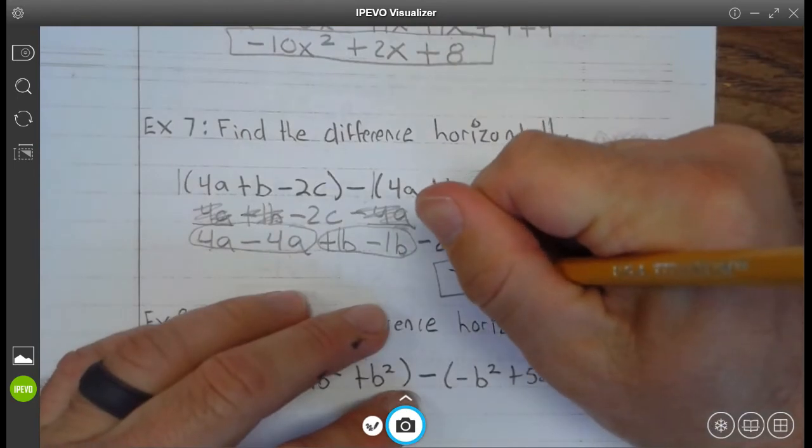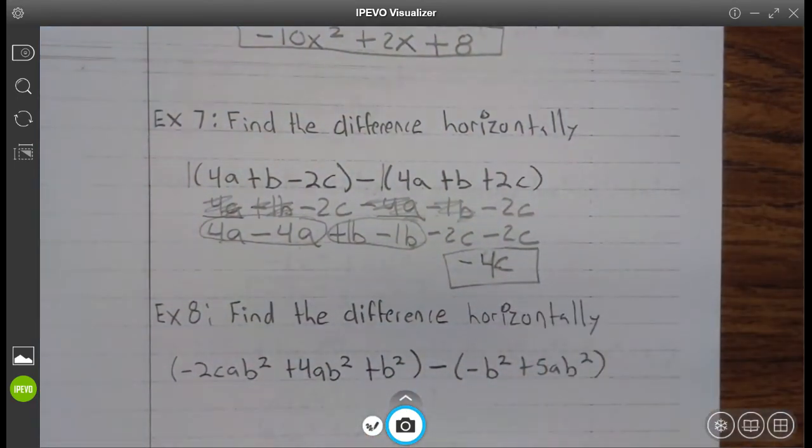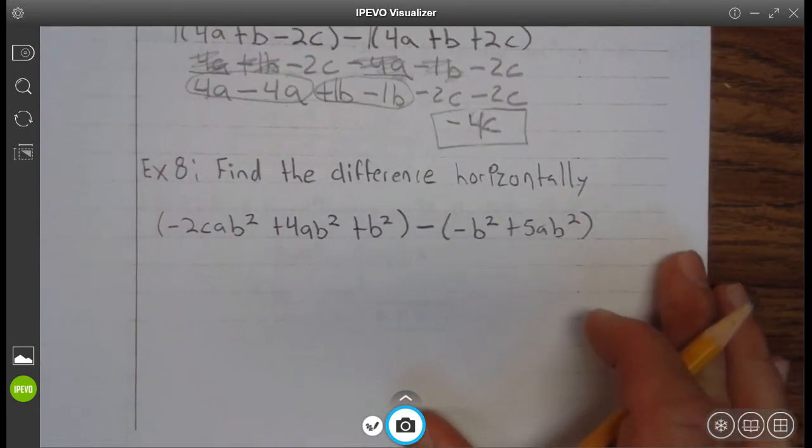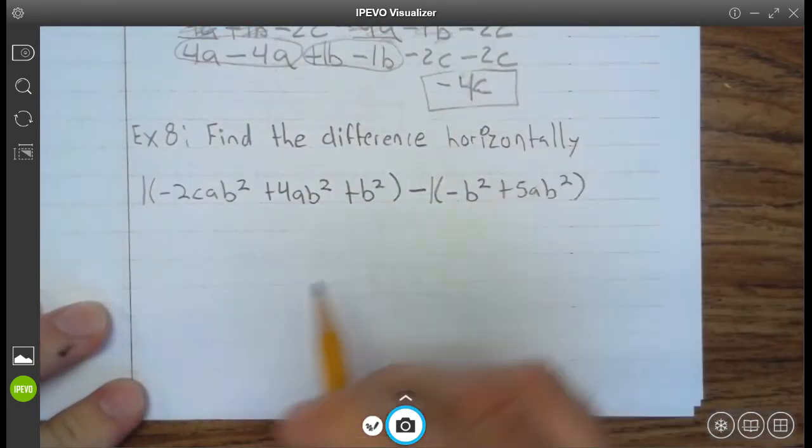Try to draw that for a little better. All right. We'll go ahead and finish up example 7. All right, let's take a look at example 8. So we need to distribute by 1.